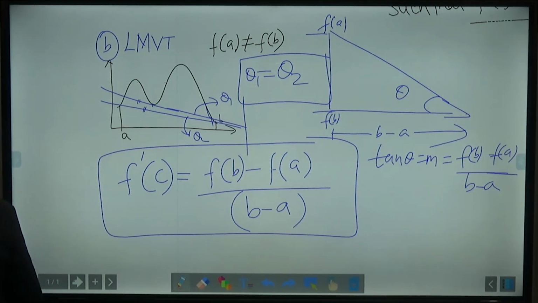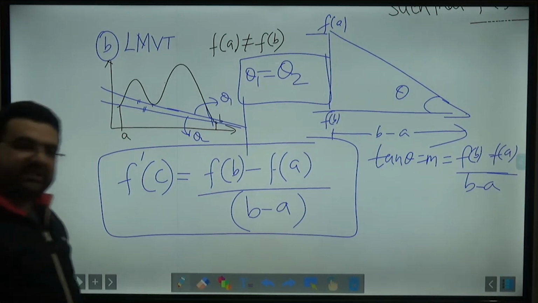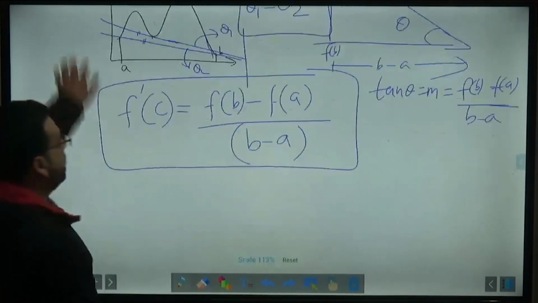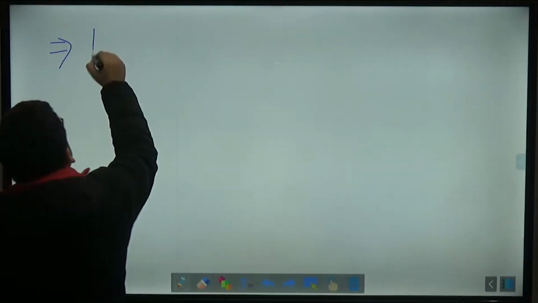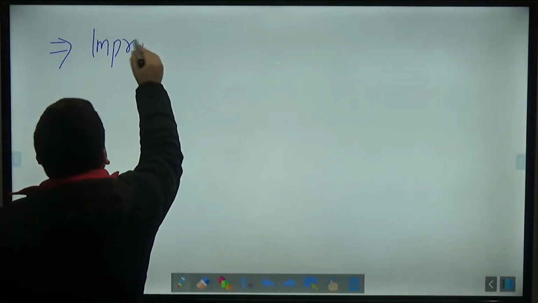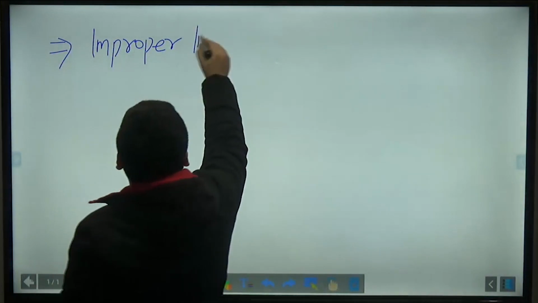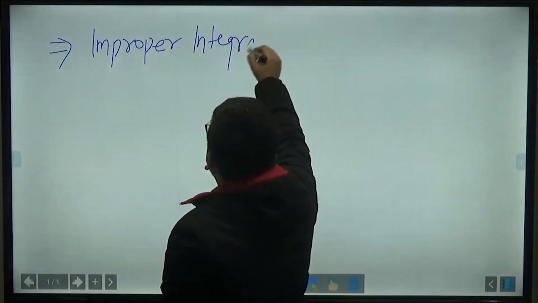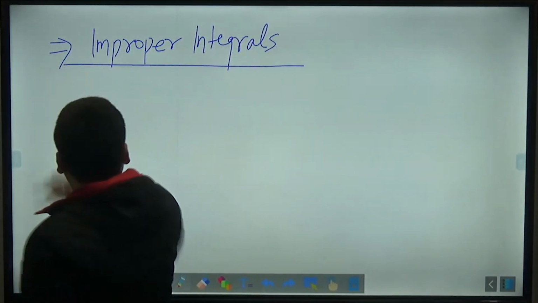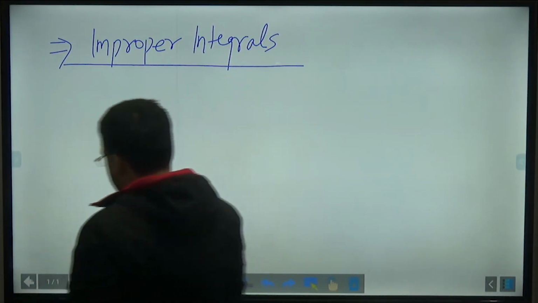Then we also solved some questions on Rolle's mean value theorem as well as the Lagrange mean value theorem. After that, we discussed about the improper integrals.